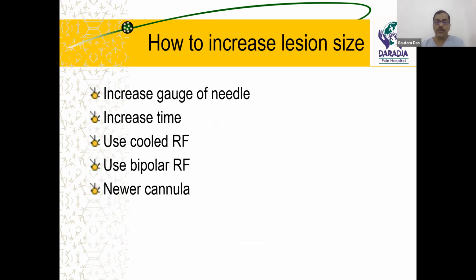So what are the ways to increase the size of the lesion? Number one, simplest, is to increase the gauge of the needle. Increase the time up to a limit, not unlimitedly. Use the cooled radiofrequency, a very important way. Use the bipolar radiofrequency, a very important way. Or use the newer cannulas, like protruding cannula, venom cannula, trident cannula. These are all ways by which you can increase the size of the lesion.